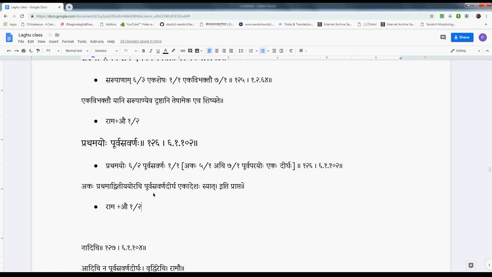There, in both cases, what will happen? Prathama dvitiyayoho purva savarna dirgha ekadesha syat. Thereby you should get purva parayoho ekadesha, purva savarna dirgha ekadesha for both. So akara and aukara both should be replaced by akara's dirgha. Purva is akara, so you should get Rama. But what is the form? Ramau. Therefore, iti prapte, if you end up applying this sutra, you will get Rama. But that is not the form. Ramau, we have to get that.